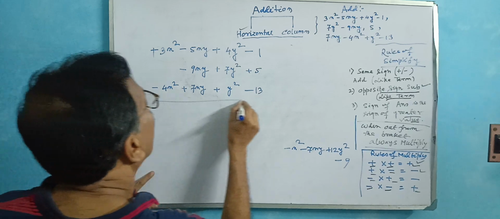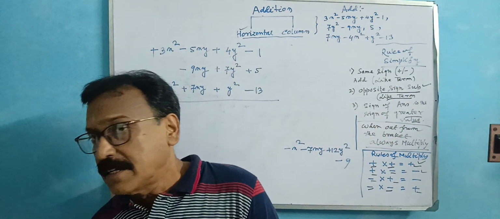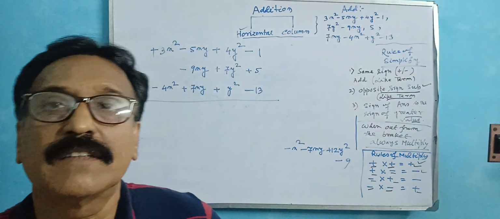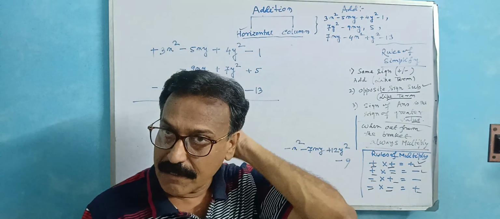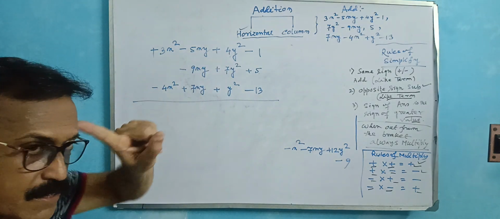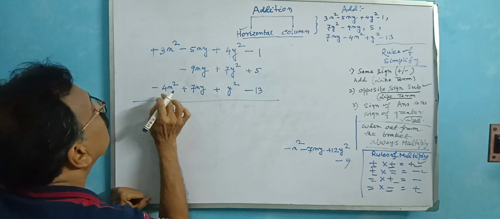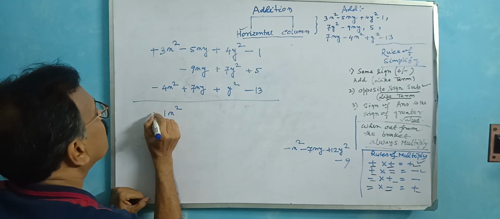So you add it. The same process is followed. Same sign addition, opposite sign subtraction, and the sign of the one with the greater value. Don't panic. Here is 2, the opposite sign, so subtract. First one: 4 minus 3, 1x square. Which one is greater? 4. What is the sign? Minus.